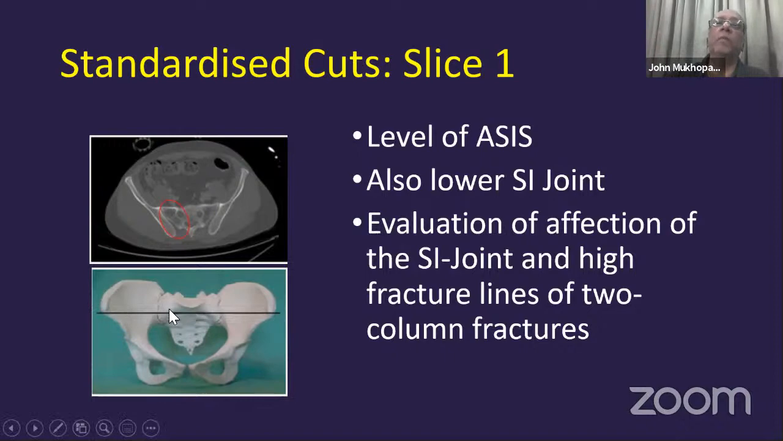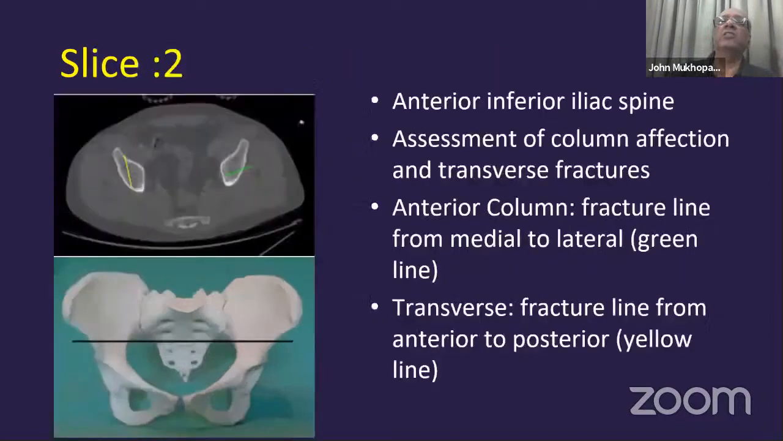And remember, the pelvis is oblique, so this also goes through the lower part of the SI joint. So it will help you evaluate problems in the SI joint and also high fracture lines in the two-column fractures. A lot of the two-column fractures exiting high in the anterior column will go in this area, and this CT scan would help you in looking at those fractures.